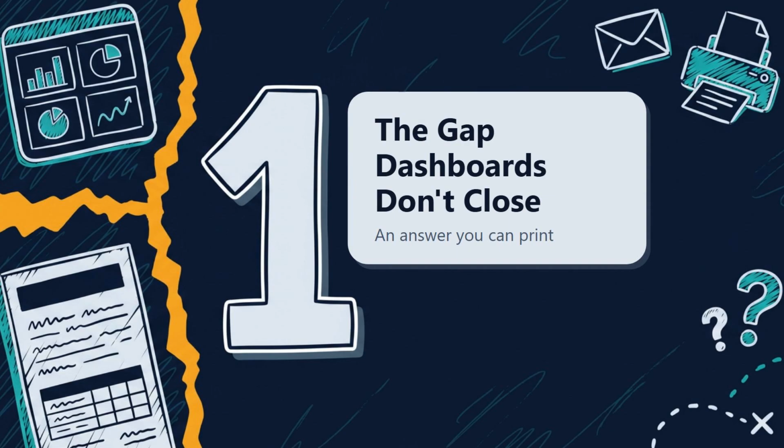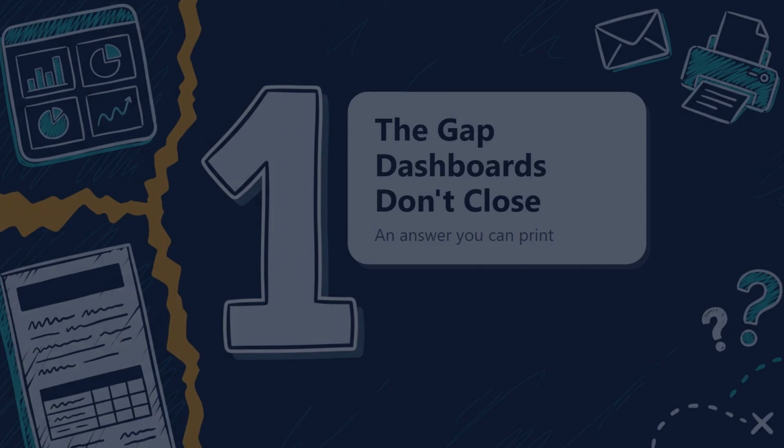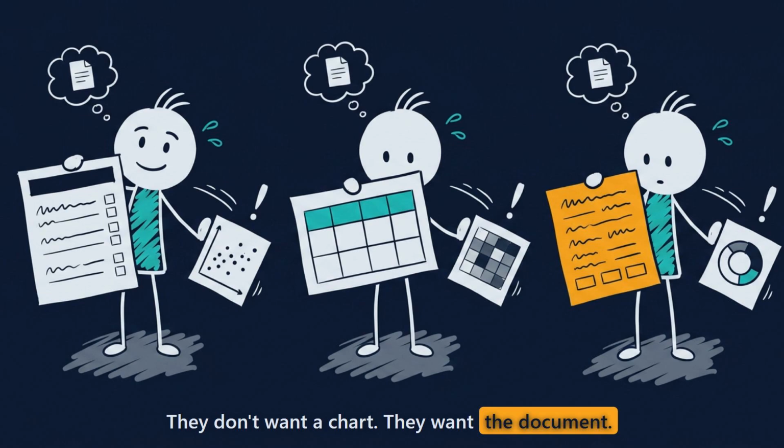Section 1. The gap that dashboards do not close. A dashboard answers a question, but a document is how that answer gets handed to somebody else. The accounts receivable team does not want a profit margin scatter plot. They want an invoice. Operations does not want a heat map of order volume.